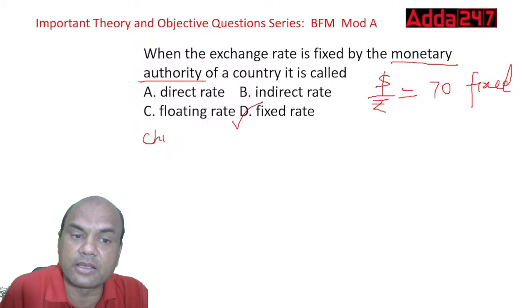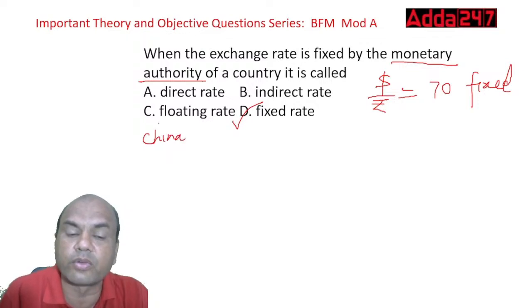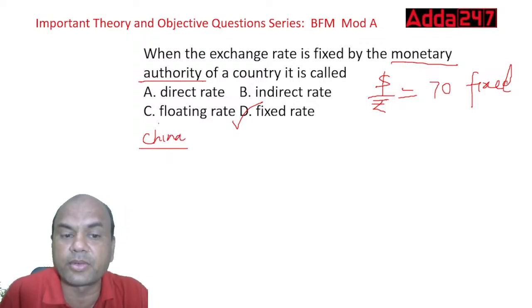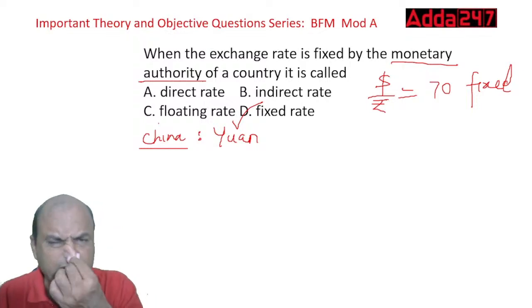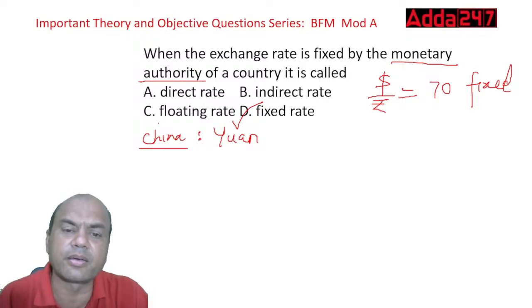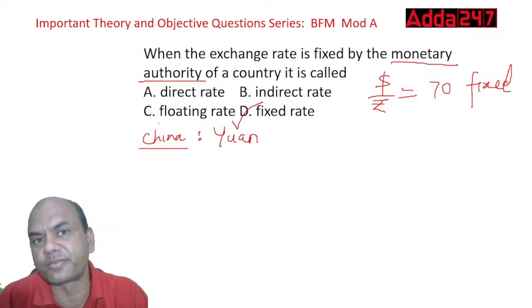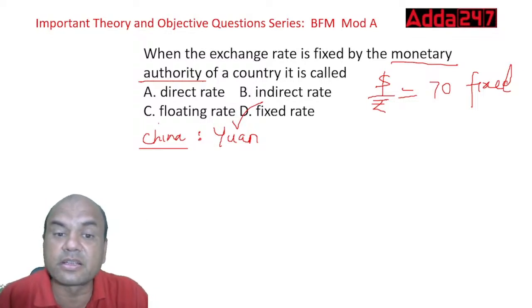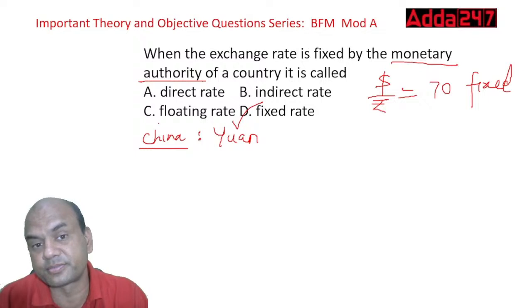If you check China, their currency is what? What is the currency of China? Anyone can give me? It is yuan, right? Yuan. The main currency, there is renminbi also, but the main is yuan, right? China interferes a lot in their currency. It is an administered rate, you can call it. Administered means it is administered by the government, direct interference.